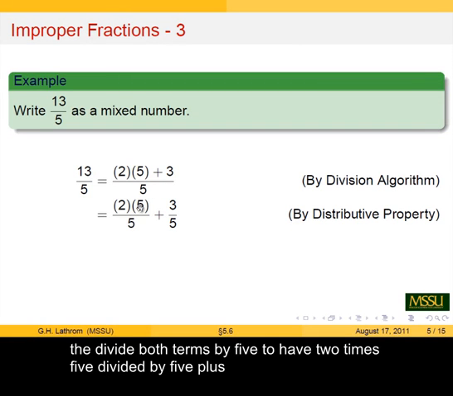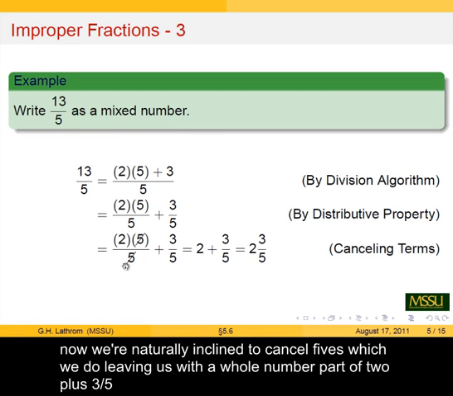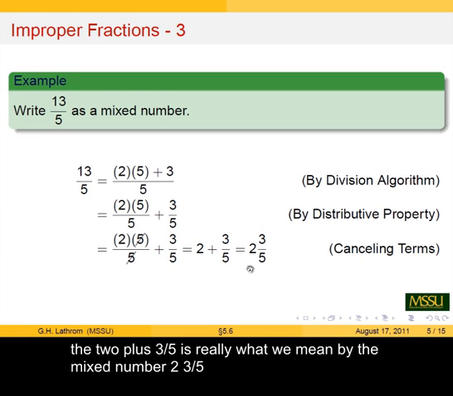So we have 2 times 5 divided by 5 plus 3 divided by 5. Now we are naturally inclined to cancel the 5's, which we do, which leaves us with a whole number part of 2 plus 3/5. The 2 plus 3/5 is really what we mean by the mixed number 2 3/5.